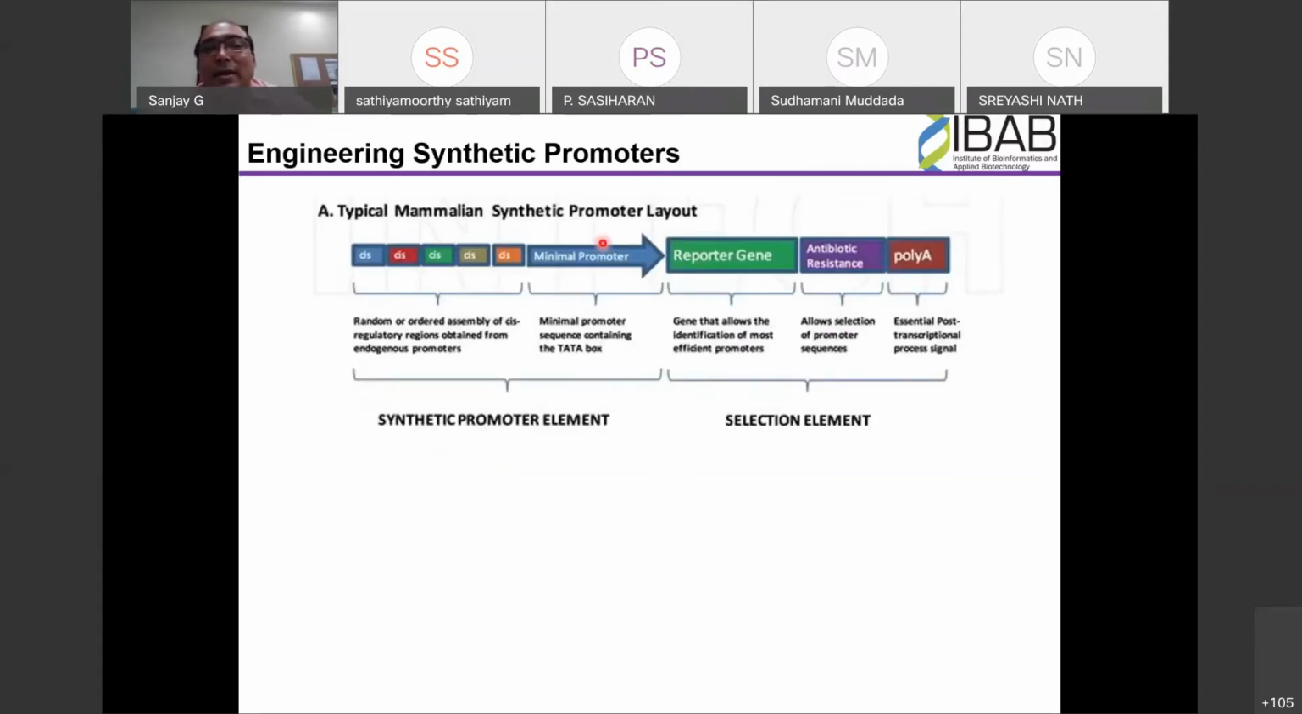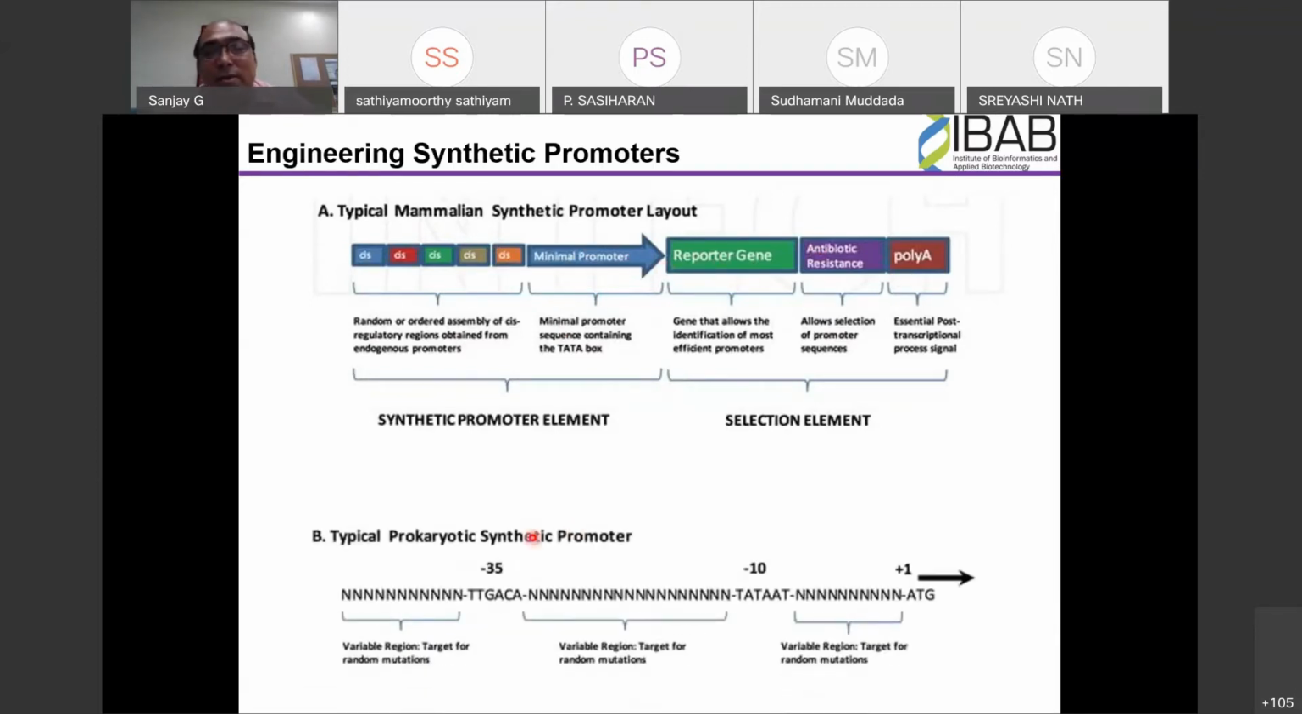Now, these are cartoons which show how to organize a promoter. If we're making a synthetic promoter, we need to keep the TATA box and a -35, which we cannot change. And that is a minimum core promoter. And then these are the cis-acting elements, depending on how we want to regulate the promoter. And of course, to measure the strength of the promoter activity, we always put a reporter gene and a polyadenylation signal and other genetic elements. So this is typical in a mammalian synthetic promoter, how it is done.